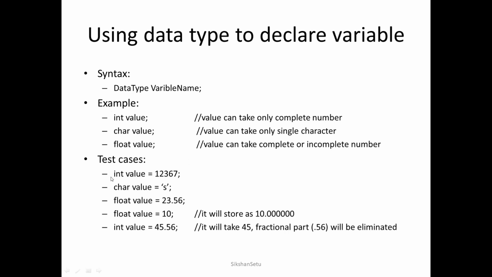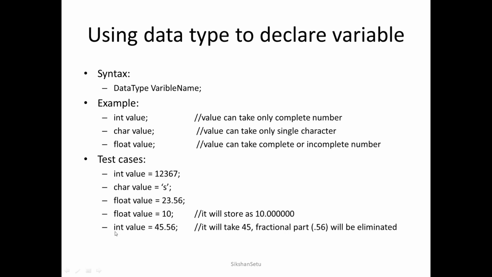Now if I write int value equals 12,367, it's a valid number. If I write char value equals single quote s, the value s will be stored in value. If I write float value equals 23.56, then this fractional number will be stored in the value variable. If I write float value equals 10, you can see this is a complete number, but it can be represented like this in the memory. It is 10.00, represented as a fractional number.